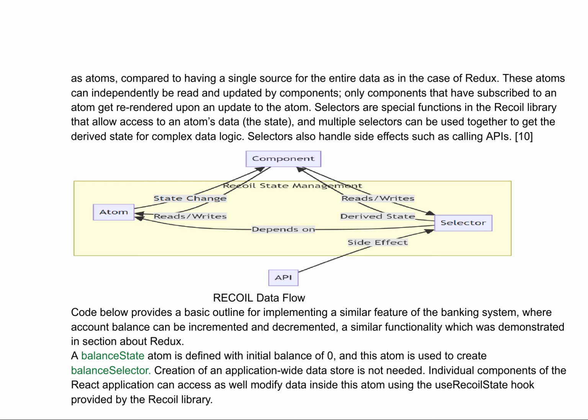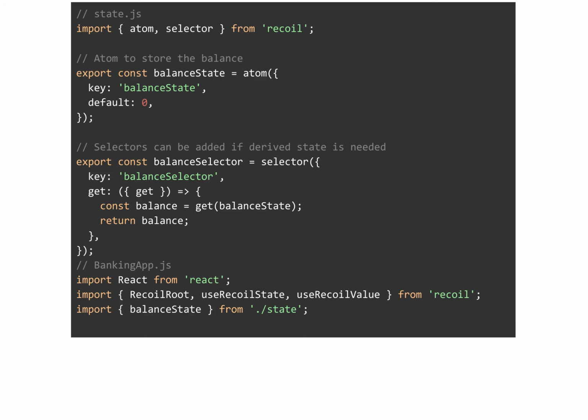They also enable the creation of derived states for complex data logic. The provided code snippet demonstrates a basic outline for implementing a feature similar to a banking system using Recoil. A balance state atom is defined with an initial balance of 0, which is then used to create a balance selector. Unlike Redux, there is no need for creating an application-wide data store. Instead, individual components of the React application can access and modify data inside this atom using the useRecoilState hook provided by the Recoil library.